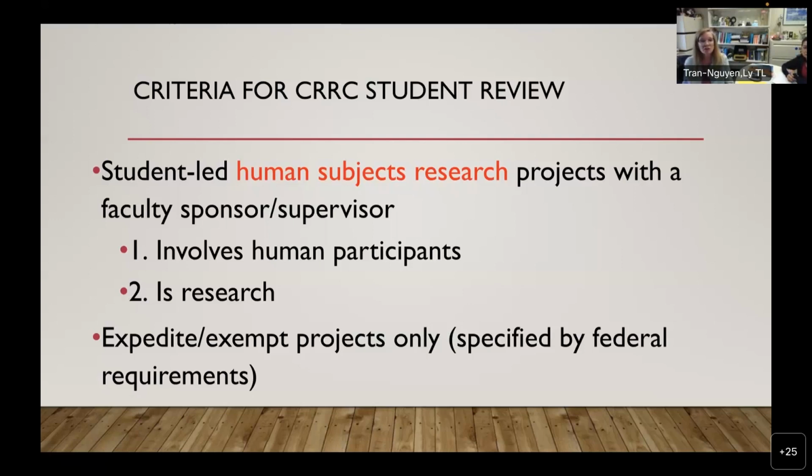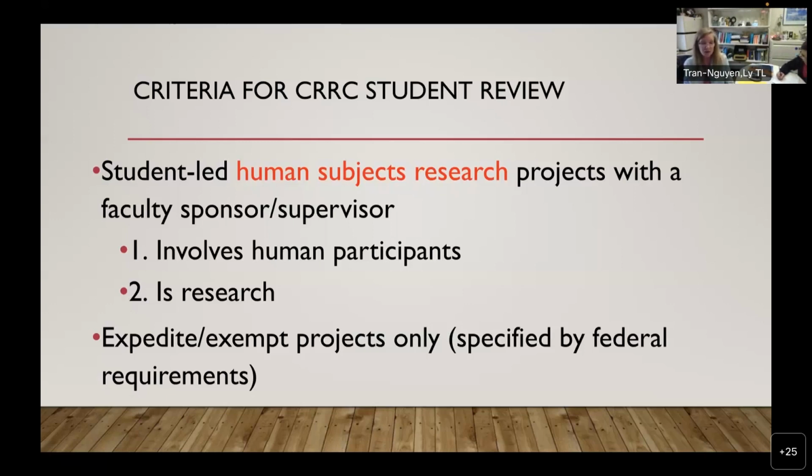So in general, questions that focus on things, products, or policies are generally not considered human subjects research, nor are observational studies of public behavior. That is not considered human subjects research.